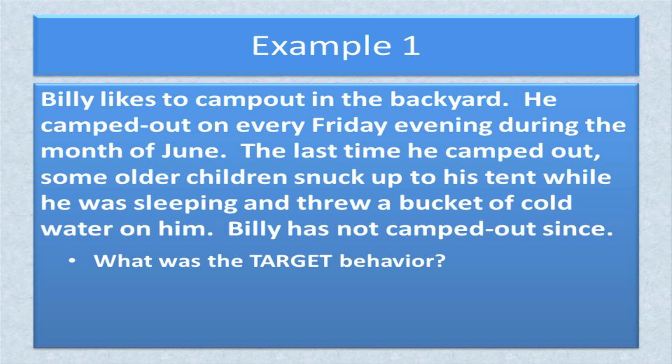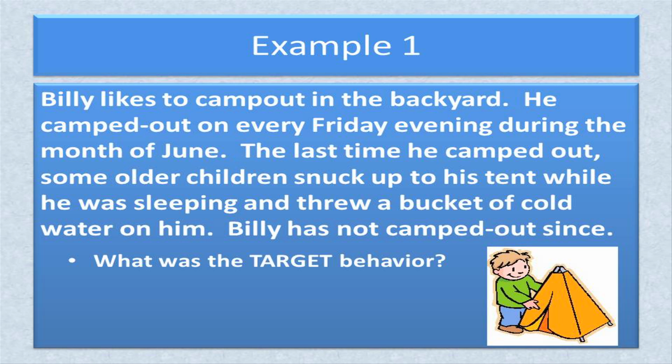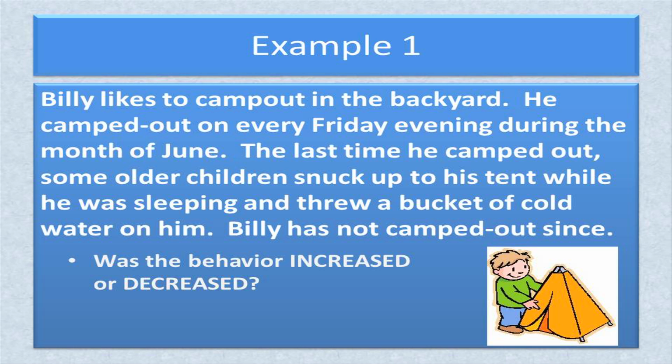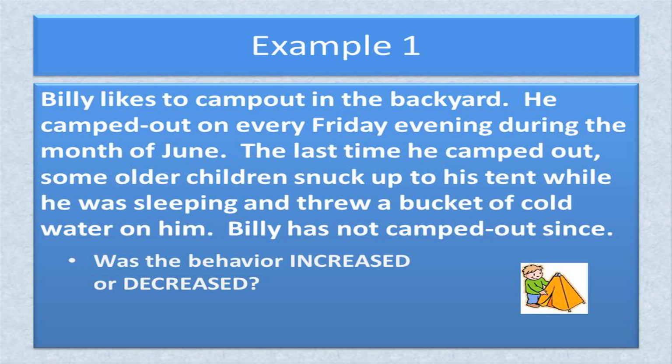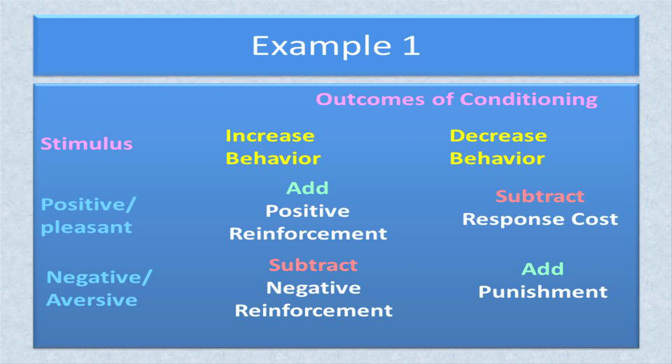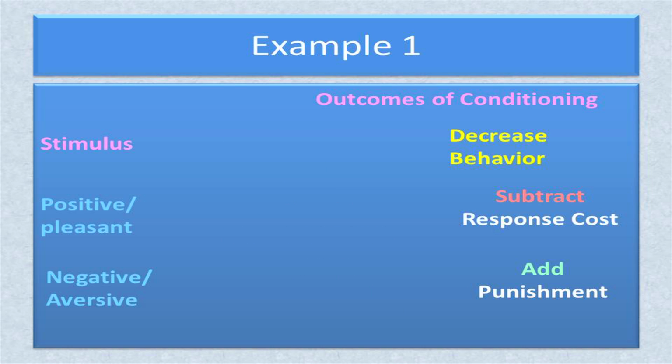First, what was the target behavior? That's right. The target behavior in this example is camping out. Second, was the target behavior increased or decreased? Correct again. The target of camping out was decreased. So we know that positive reinforcement and negative reinforcement can be eliminated as possible techniques used in the example because both of those techniques increase the frequency of the target behavior.